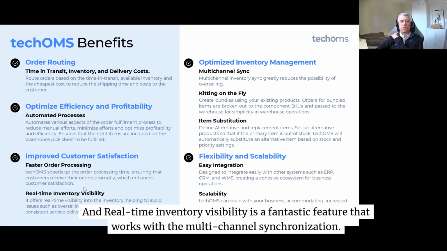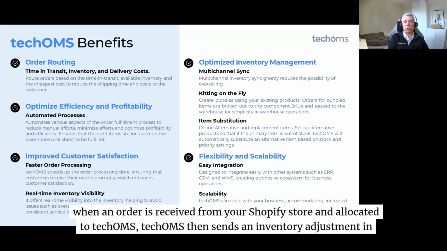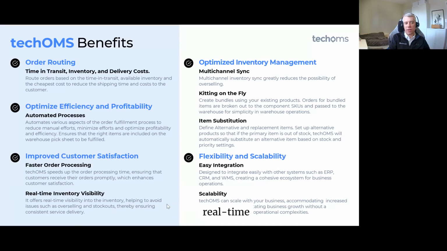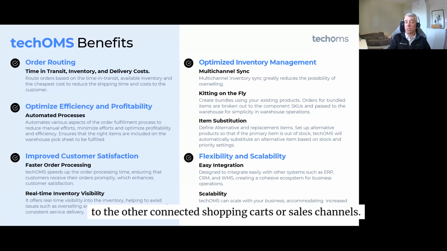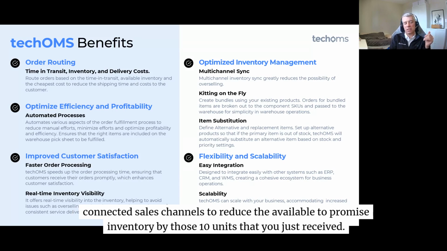But this also ties in with real-time inventory visibility, which is a fantastic feature that works with the multi-channel synchronization. Essentially, when an order is received, let's say we'll use Shopify as an example, when an order is received from your Shopify store and allocated to techOMS, techOMS then sends an inventory adjustment in real time to the other connected shopping carts or sales channels. Say you get an order for 10 units from Shopify, techOMS will push an inventory adjustment to all other connected sales channels to reduce the available to promised inventory by those 10 units that you just received.